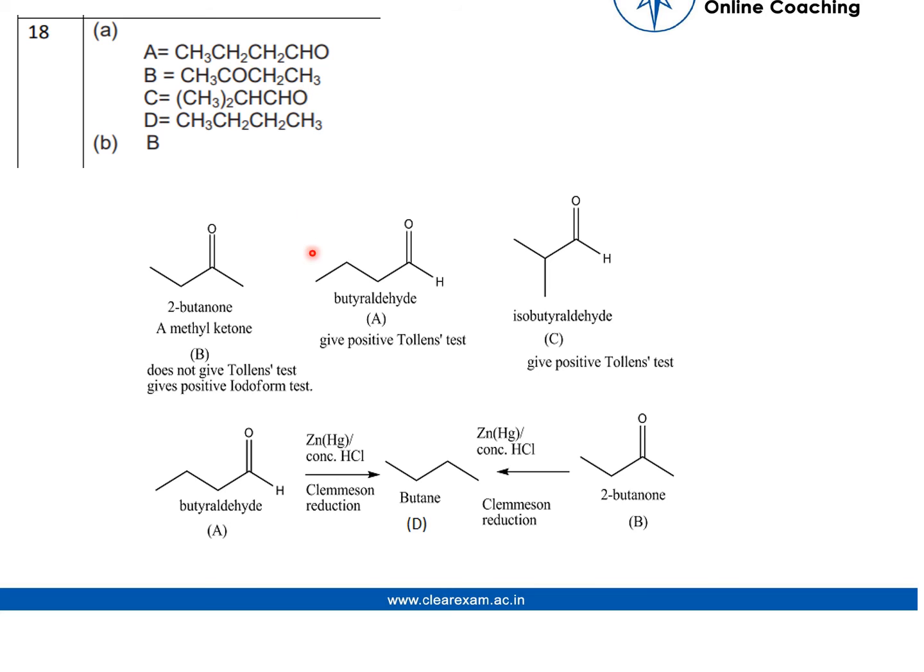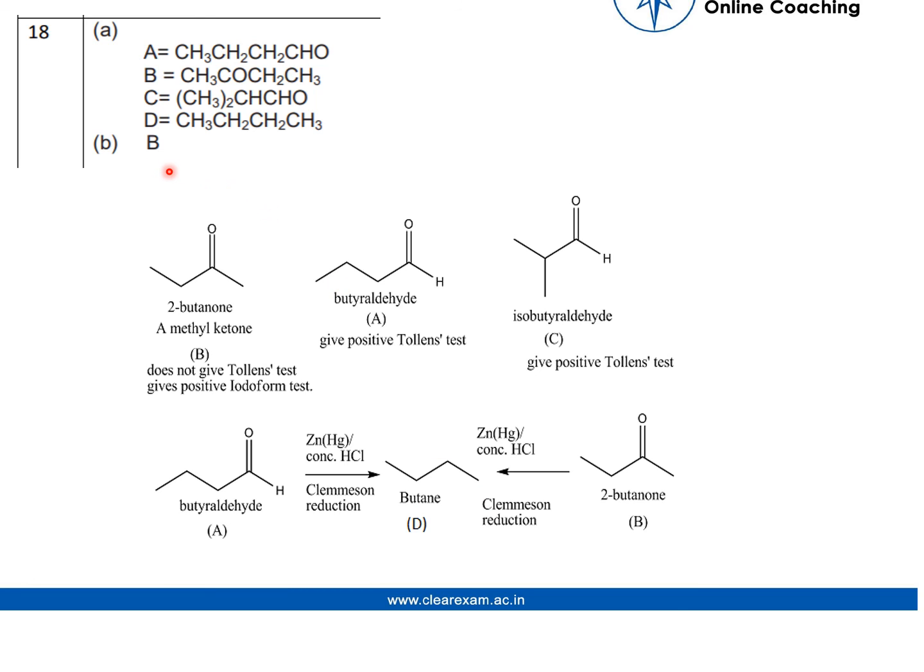CH3COCH2CH3. And when isomer A is reacted with Zn-Hg and concentrated HCl, it gives butane. Similarly, when isomer B, that is 2-butanone, is reacted with concentrated HCl and Zn-Hg, it gives butane.